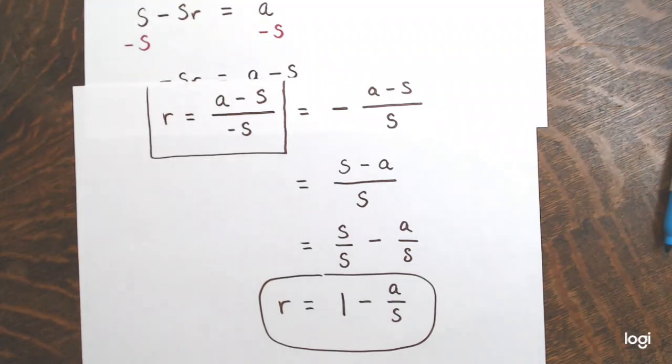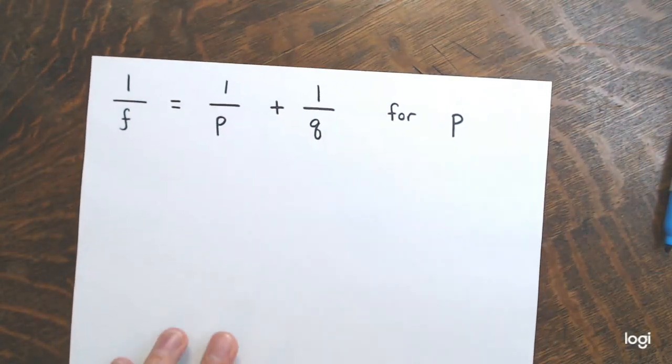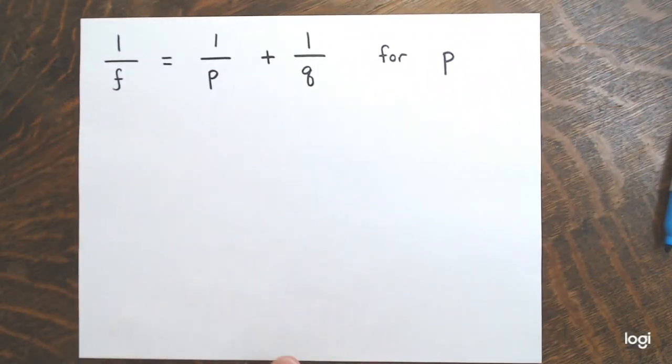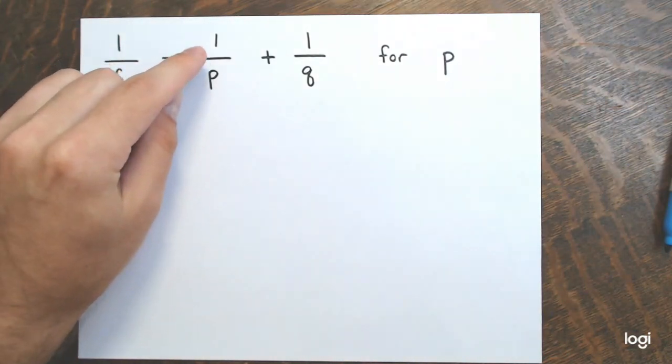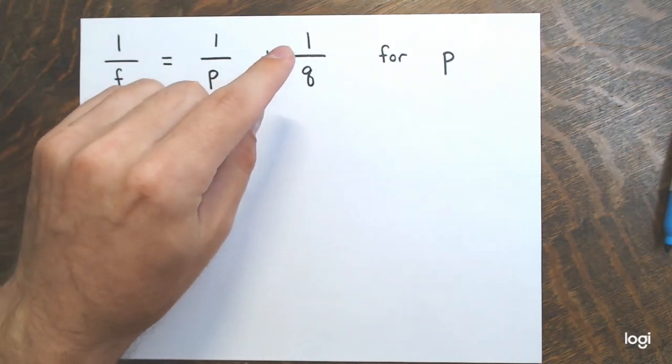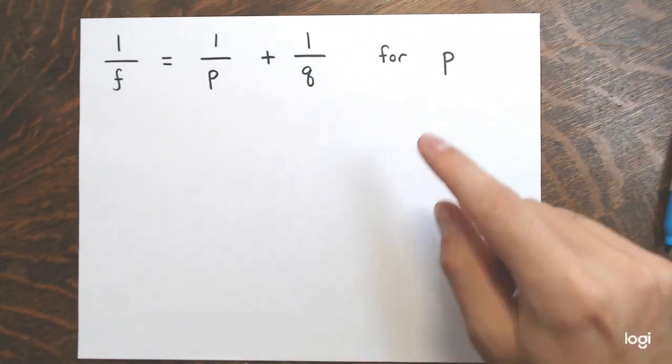Alright, so I've got one last example here demonstrating solving an equation for a particular variable. Alright, so this one here, a few fractions. Now this one's a little different than the previous ones, because there's more than one fraction with a denominator that has a variable in it. So I have 1 over f equals 1 over p plus 1 over q. And for this one I'm asked to solve for p.